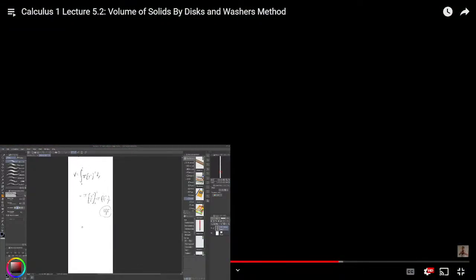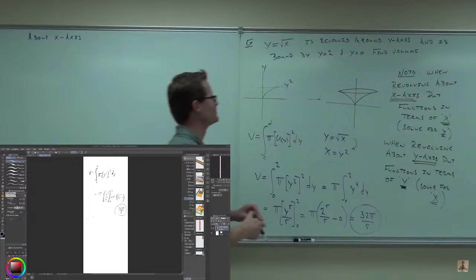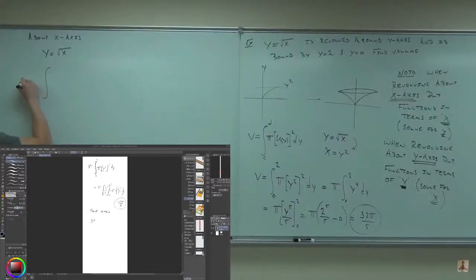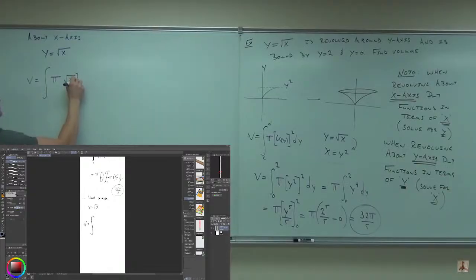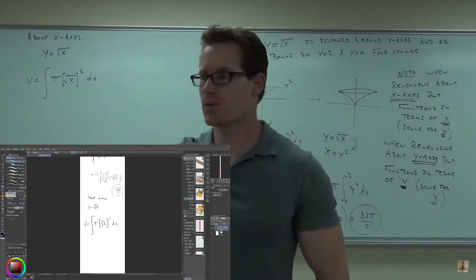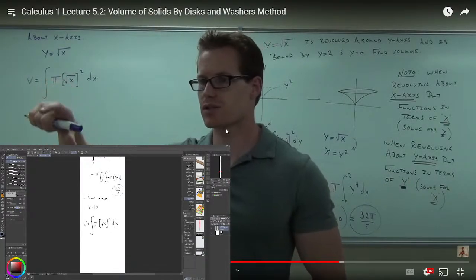Don't just give up on it. Come on. Try something. This part should be pretty easy, right? If we're going around the x-axis, we got the pi, we got the r, that's our function, square root of x, and we got the square.